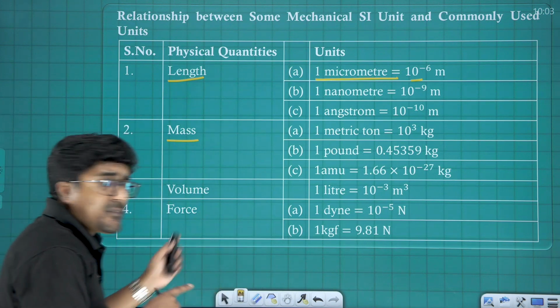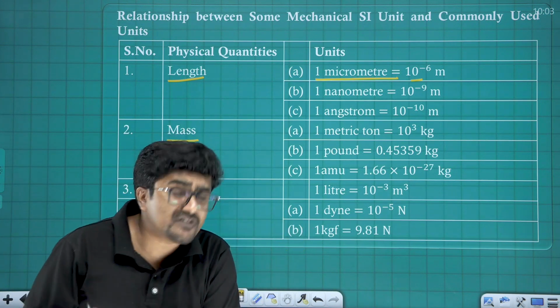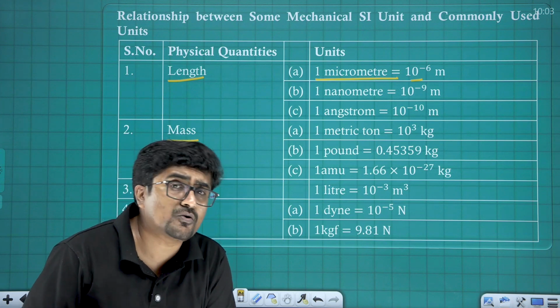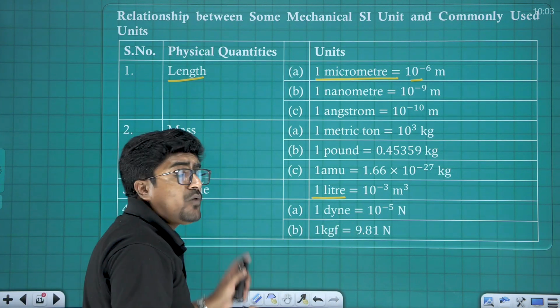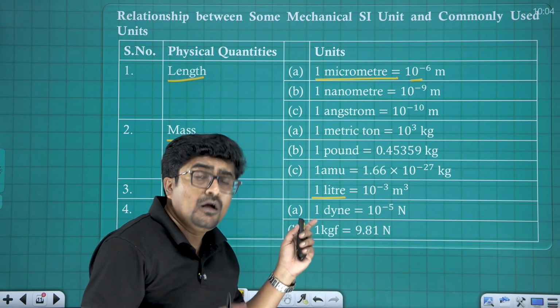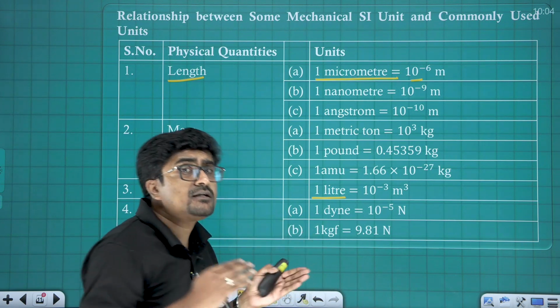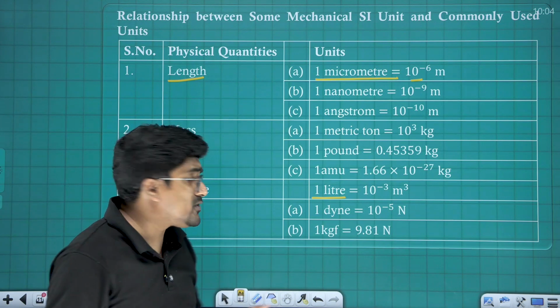Next is volume. The volume is a derived physical quantity and its unit is meter cube. But here I am considering another unit, that is liter, and 1 liter is 10 to the power minus 3 meter cube. This is again very important, like you will be especially dealing with this in fluids as well as in KTG as well as thermodynamics.